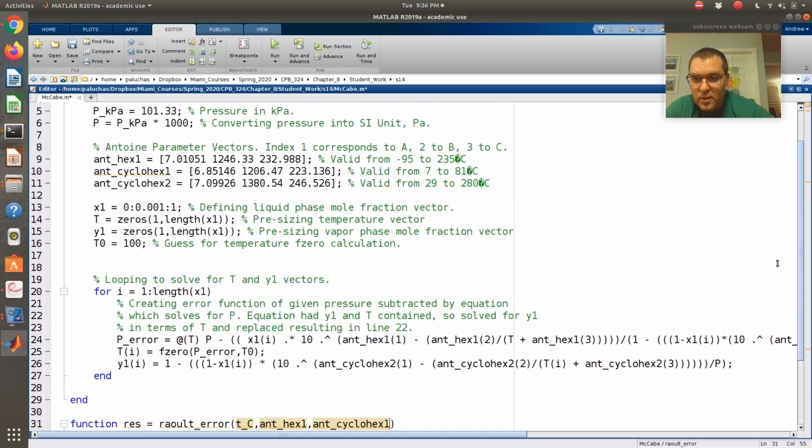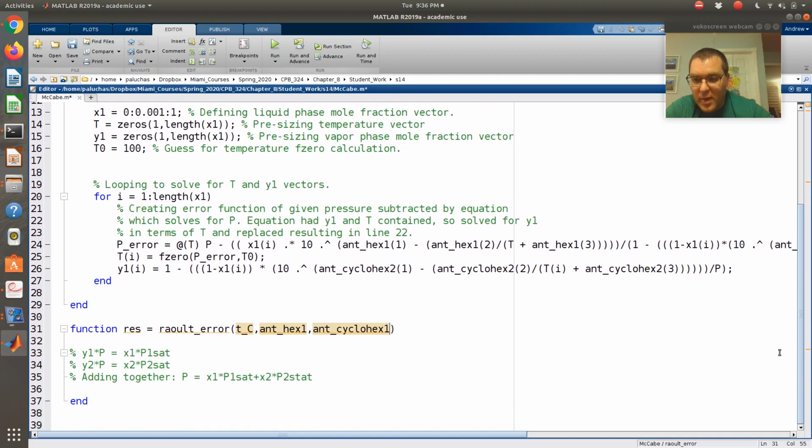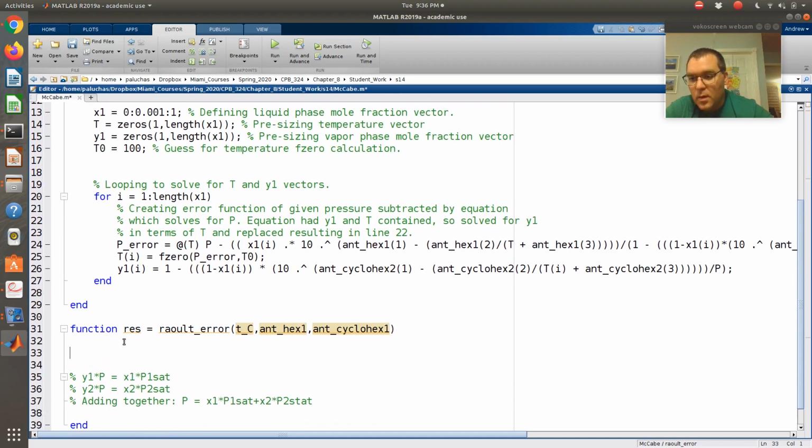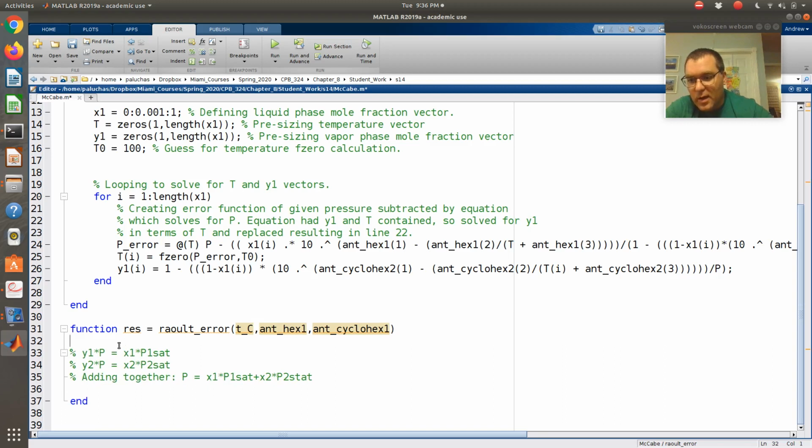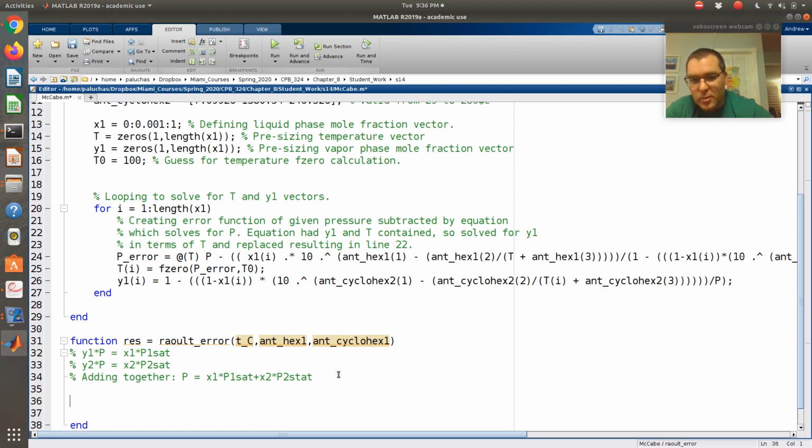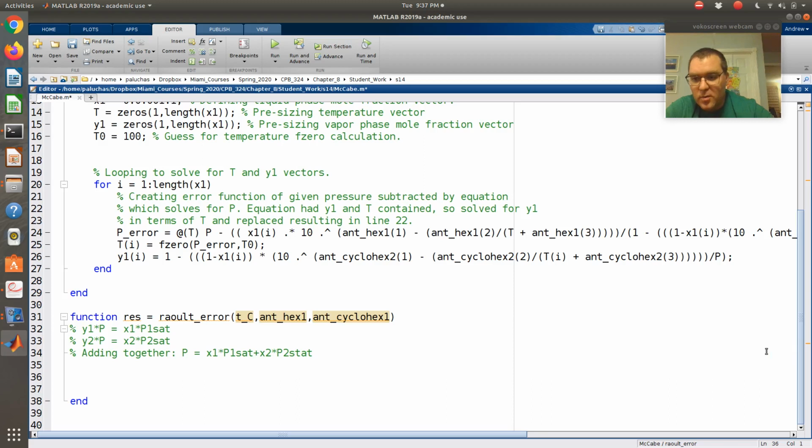Okay, ant cyclohex 1. Okay, and we'll pass these via an anonymous function in a second. Okay, so then the first thing I'm going to do is, we can leave this up here as comments to remind you of essentially what we're doing. Then the first thing I'm going to do is, if I'm going to use F0, and F0 is going to essentially solve for the temperature in degrees C for us, right? It's going to iterate on T.